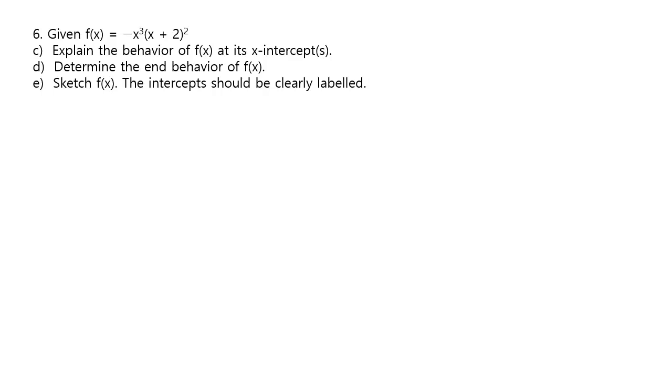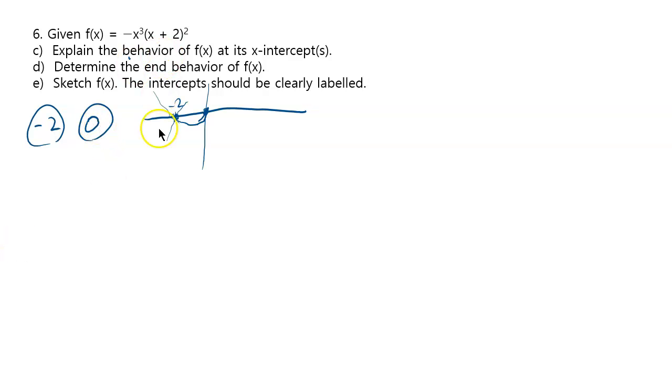Let's continue with the same function. Explain the behavior of f of x at its x-intercepts. Well, the x-intercepts that we had were 0 and negative 2. Negative 2 comes before 0. So if you draw the x-axis on the graph, there will be the negative 2 here and then 0. Those are the places where this graph would be passing through. Right now, I'm not so sure if it's going to come down like that or go up like that, but what we do know is that it has to pass through these two points.